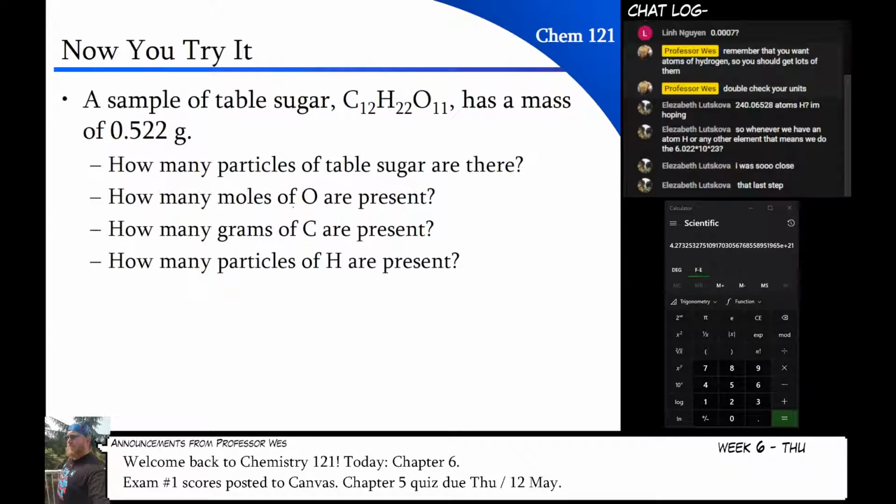All right. So go ahead and do that over here. So I'm going to give you 0.522 grams of table sugar. Here's the formula for table sugar, or sucrose. I want you to tell me how many particles of table sugar there are. In other words, how many molecules. How many moles of O, how many grams of C, and how many particles of hydrogen. In other words, how many atoms. All right, there's my 4 questions.